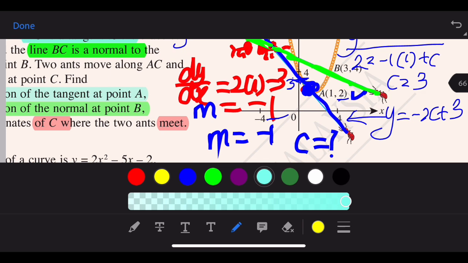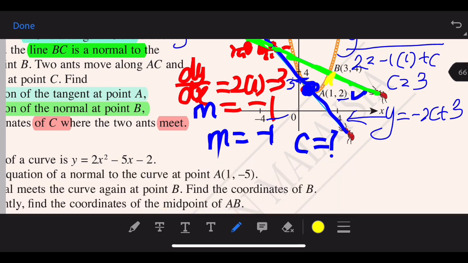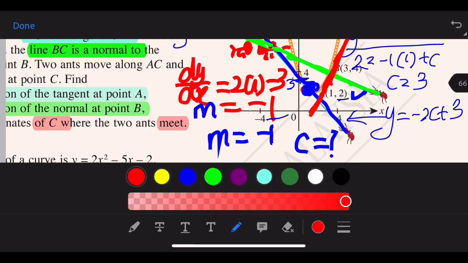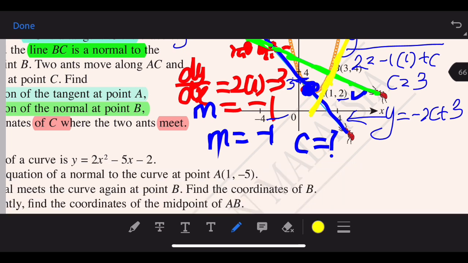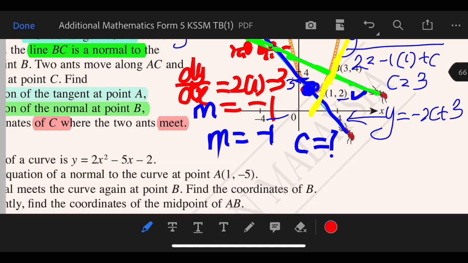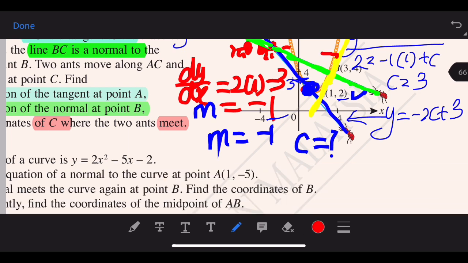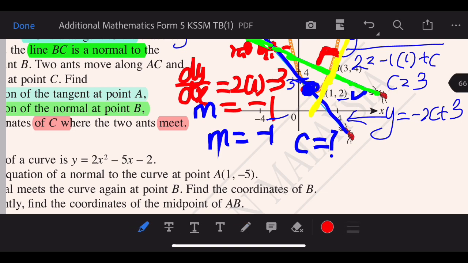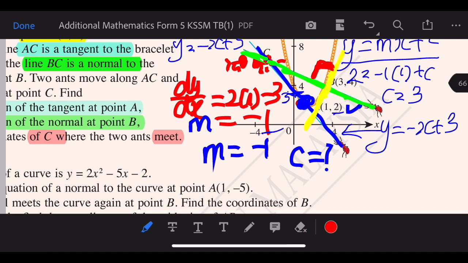Not so logical, so I do it again. Do you know why it's not logical? Because the normal and the tangent must be perpendicular. So I must make it look like 90 degrees, so that you will see the logic. I will assume that the yellow and the green make the right angle. Now we cannot find the gradient for the green line directly. We can only find the gradient for the yellow line, because the yellow line is the tangent, which is dy/dx.